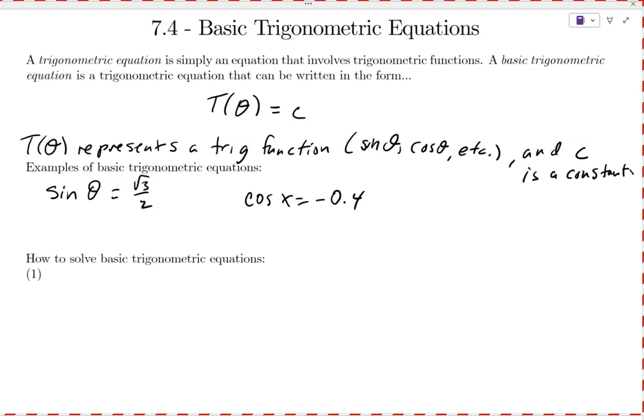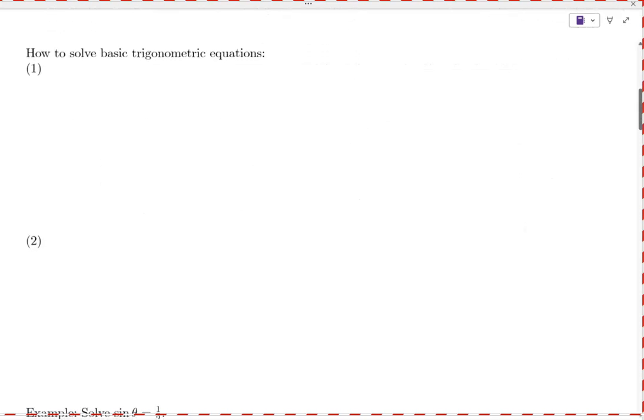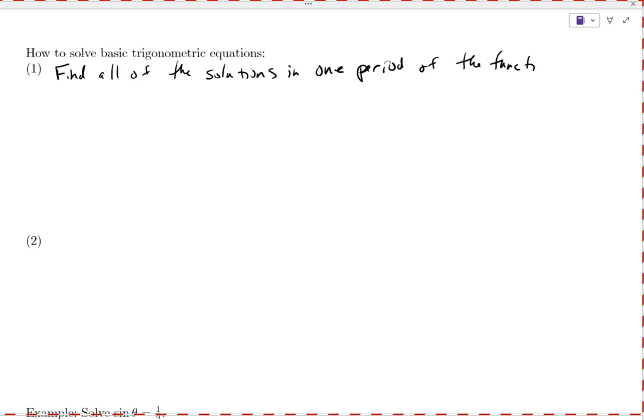So there's two main steps in solving trigonometric equations. The first one is that you want to find all of the solutions in one period of the function. Okay? And I'm going to go back to that first example that I wrote down, that sine of theta equals root 3 over 2. So if I'm going to find all solutions in one period of the function, then I better remember what the period of the function is for each of them.